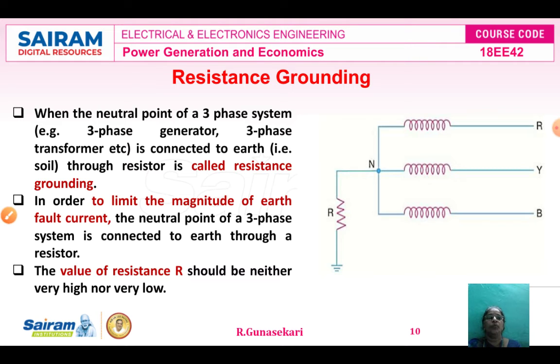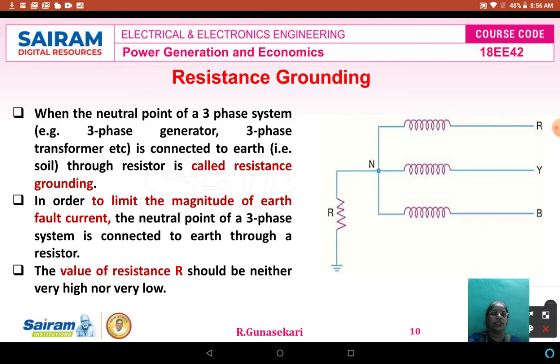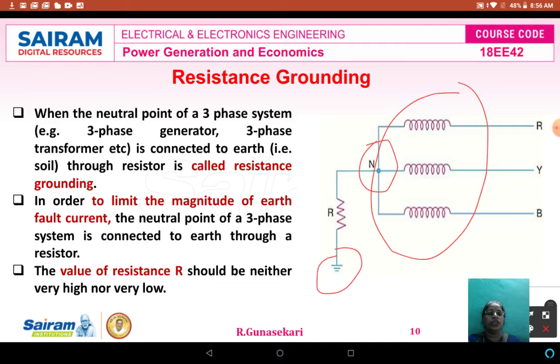Then we studied about resistance grounding. This is another type of system neutral grounding. Now you see the circuit diagram. This is the three-phase star connected system. The neutral of the three-phase system is connected to the ground through a resistor. This is the difference between solid grounding and resistance grounding.